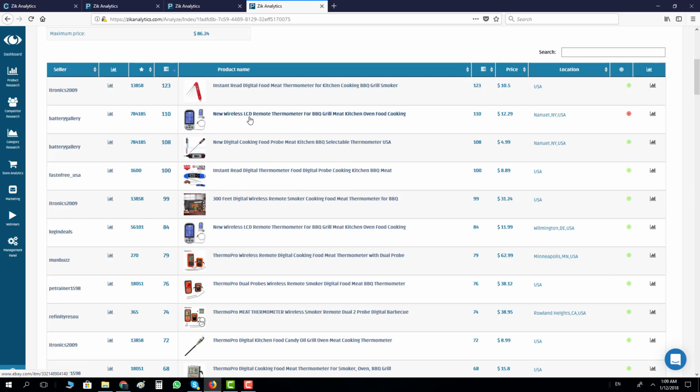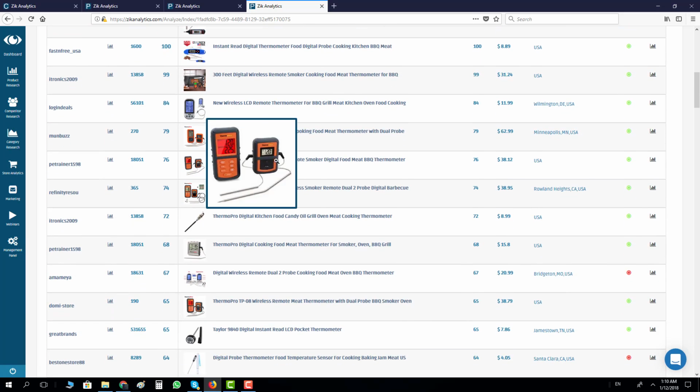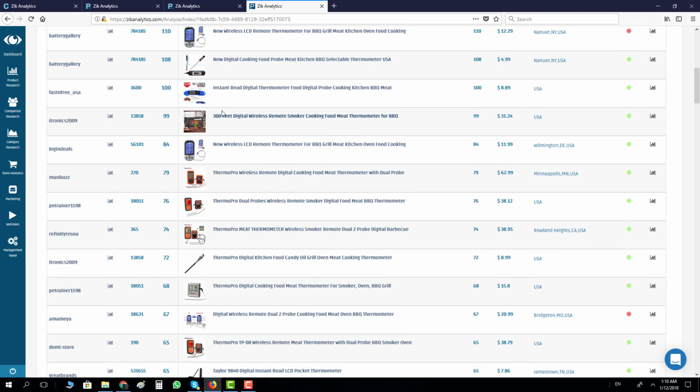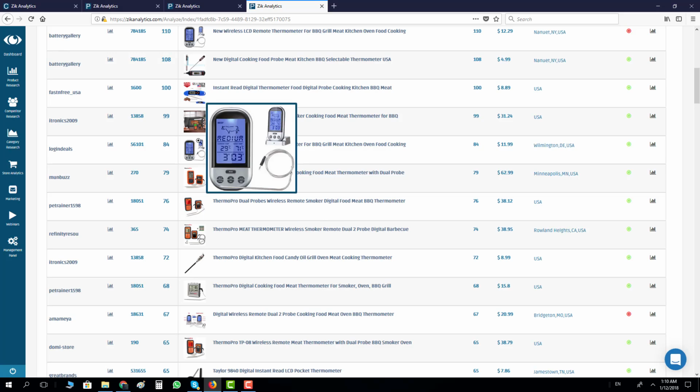So this is with an LCD remote. It's a wireless LCD remote. Let's see what is written here. This is a Dowel Pro, also a wireless remote. Take a look. There is the wireless remote and there is the instant read. Okay, it's two different keywords that are playing here between the titles for those two different kinds of thermometers.